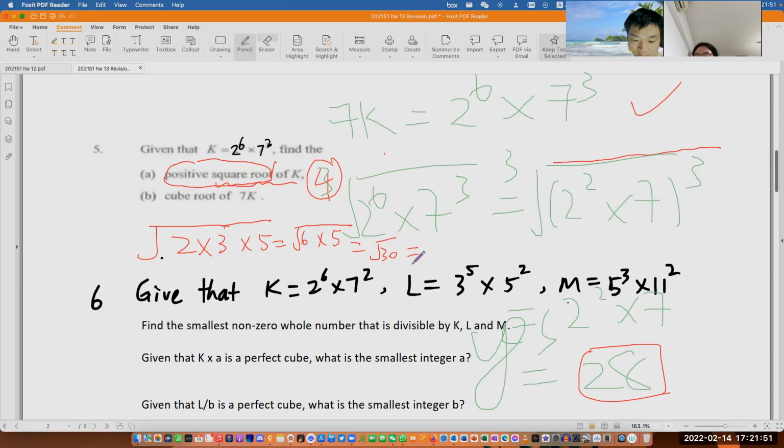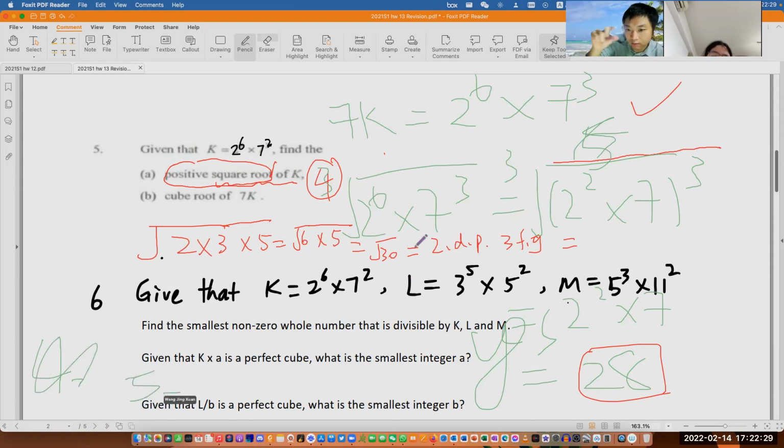Square root 30, maybe you can answer the question in 2 decimal places, or 3 significant figures. You should remember how to get 3 significant figures. Can you help me out? Square root 30, what's the answer, without approximation first? You can write it here. 5.47, okay, good enough.